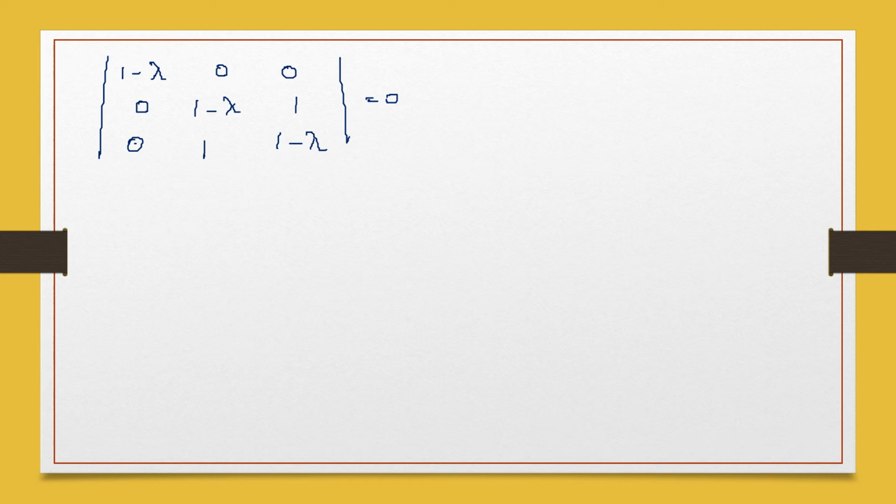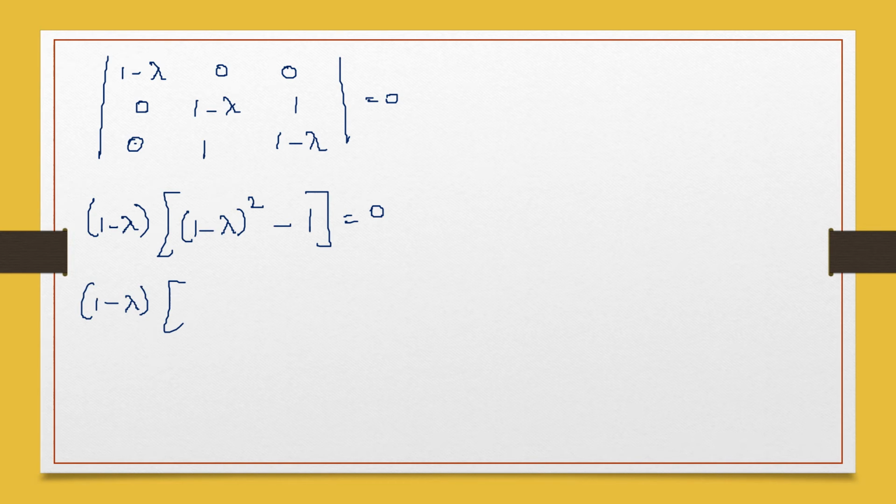So on substituting, on finding the determinant, it will be 1 minus lambda. Ignore the first row and first column, so it will be 1 minus lambda the whole square minus 1, that is equal to 0. So if I solve it, using the a minus b the whole square form, it will be a square, that is 1, plus b square, that is lambda square, minus 2ab, so 2 lambda, minus 1 equal to 0.